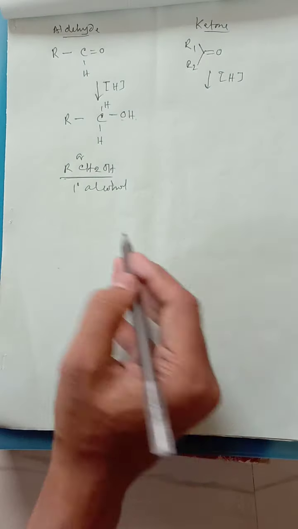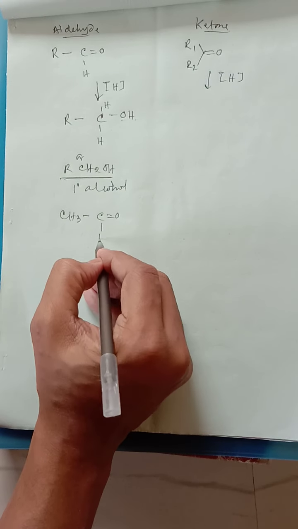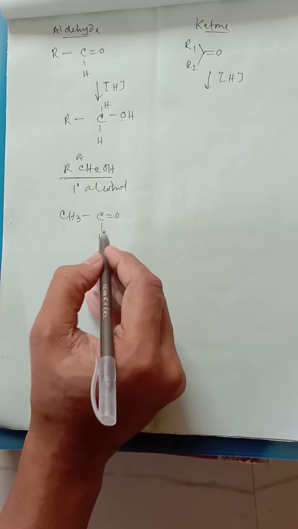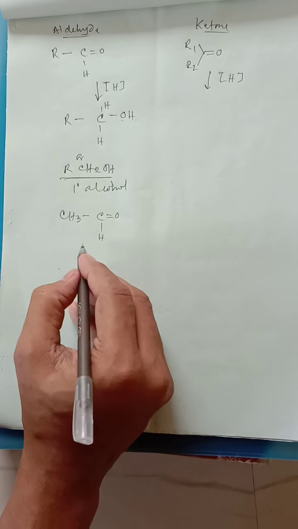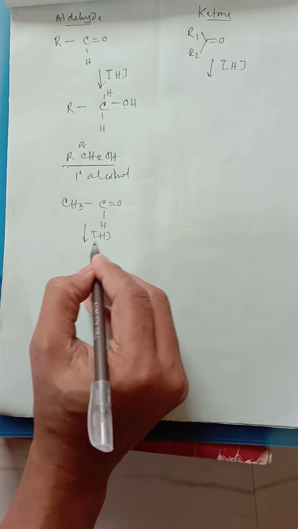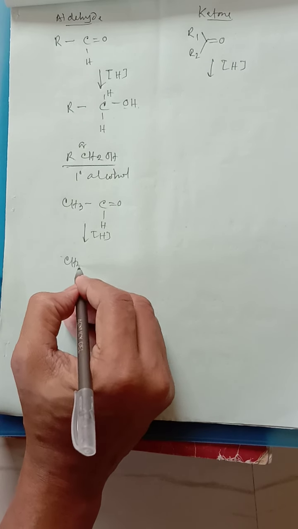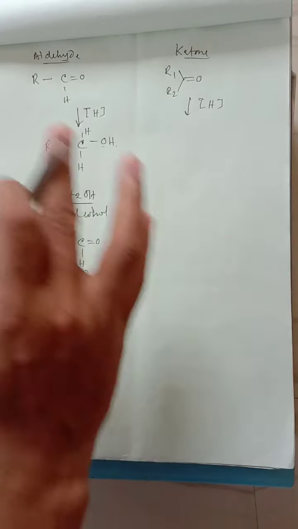And a specific example I am giving here. Say CH3CHO is given. It is acetaldehyde, right? Or ethanal, whatever the name. So whenever it is reduced, the product will be CH3CH2OH. I think now it's clear.